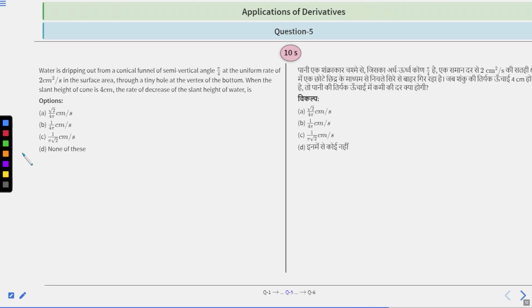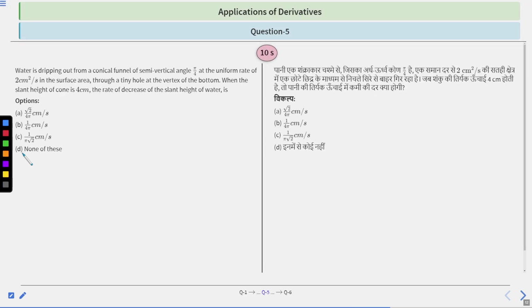Okay, let's move to the next question. Question number 5, which says water is dripping out from a conical funnel of semi vertical angle pi by 4, right? At the uniform rate of 2 centimeter square per second in the surface area, through a tiny hole at the vertex of the bottom. When the slant height of the cone is 4 centimeters, find the rate of decrease of the slant height of the water.